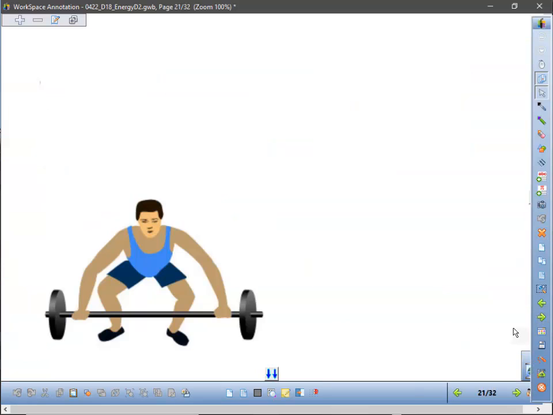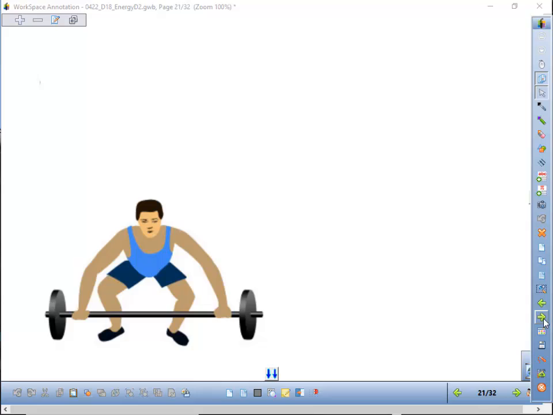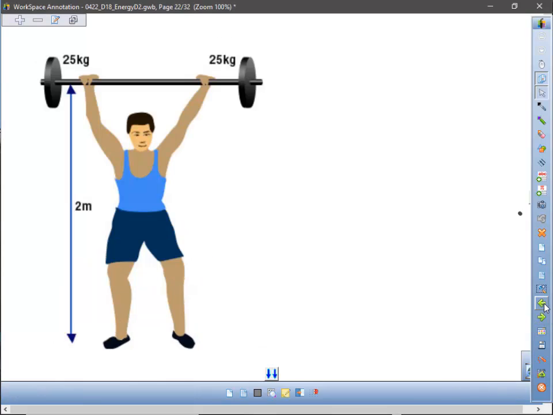All right, here's our second example. This guy looks like he's, you guessed it, lifting the weights. Down, up, down, up, down, up. So we want to find out how much work he does when he lifts the barbell one time. Like each time he lifts the barbell, how much work is he doing?